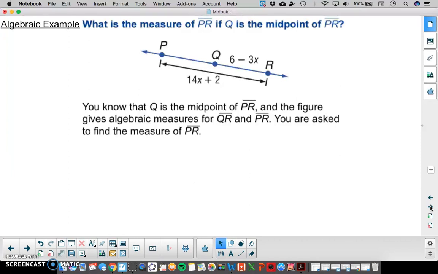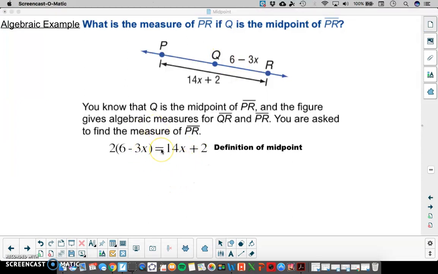In this last example, it's an algebraic example. What is the measure of segment PR if Q is the midpoint of segment PR? We're given expressions that represent QR and PR. Since we know that Q is the midpoint, we know that PQ and QR have to be congruent to one another. Therefore, their measures have to be equal. So it's going to take 2 of these expressions, 6 minus 3x, to equal 14x minus 2. So by the definition of midpoint, I know 2 times this segment is going to equal the whole segment.